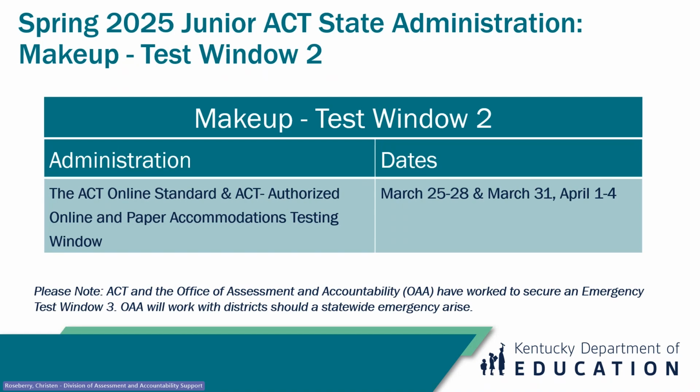The makeup test window begins on March the 25th and runs through April the 4th. Again, it has 9 test days, and you're welcome to use any of those 9 test days. Please note, ACT and the Office of Assessment and Accountability have worked to secure an emergency test window 3. OAA will work with those districts should a statewide emergency arise.